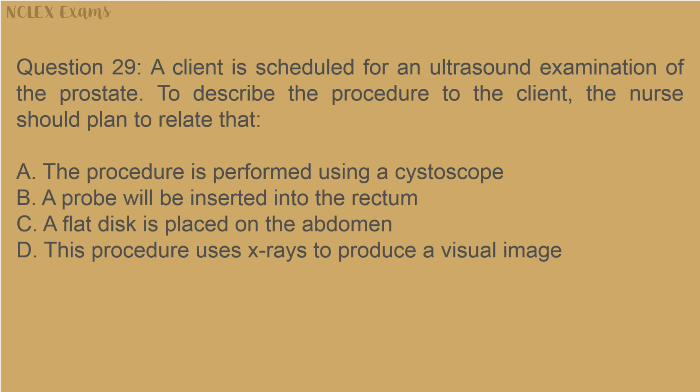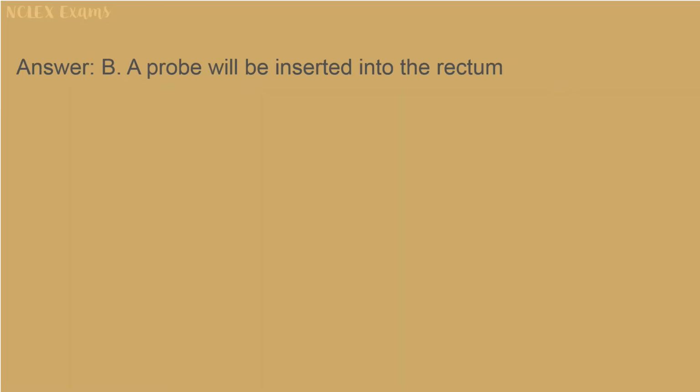Question 29. A client is scheduled for an ultrasound examination of the prostate. To describe the procedure to the client, the nurse should plan to relate that: A. The procedure is performed using a cystoscope. B. A probe will be inserted into the rectum. C. A flat disc is placed on the abdomen. D. This procedure uses X-rays to produce a visual image. Answer, B. A probe will be inserted into the rectum.